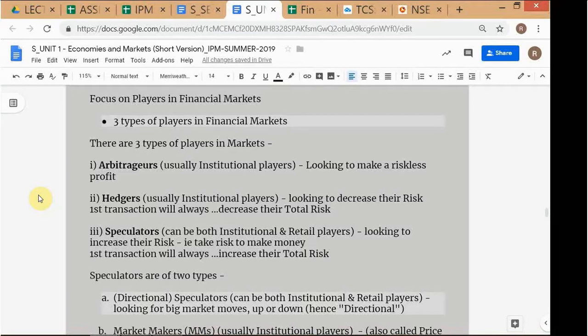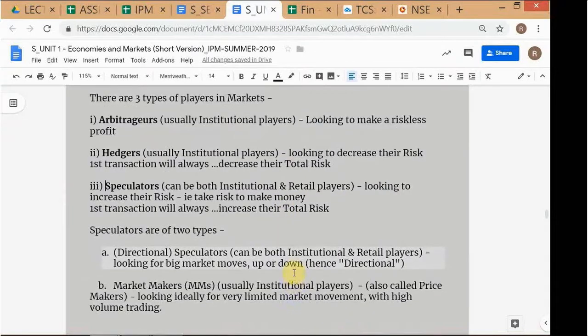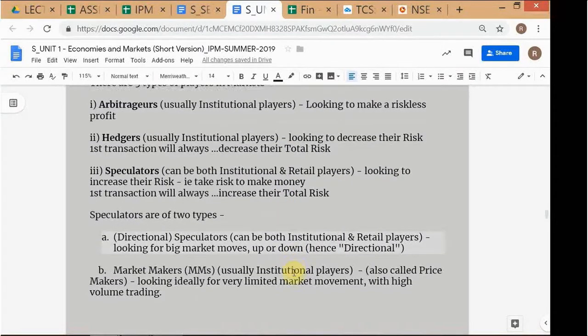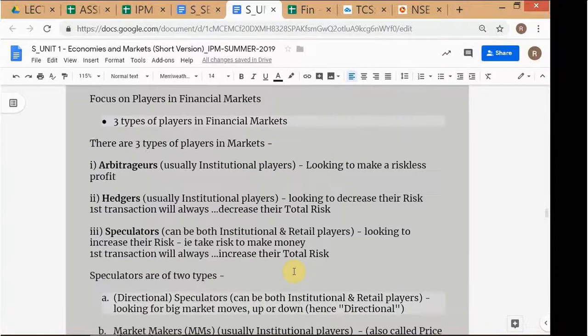So maybe first we can start with arbitrageurs. These guys are not willing to take any risk. And here when we are talking about risk, we are actually talking about market risk. Let me just clarify that.